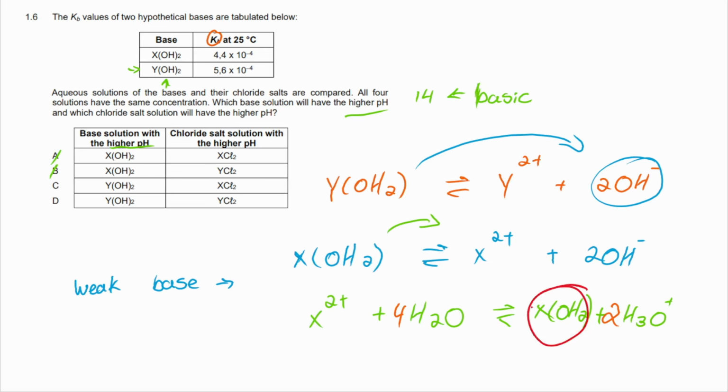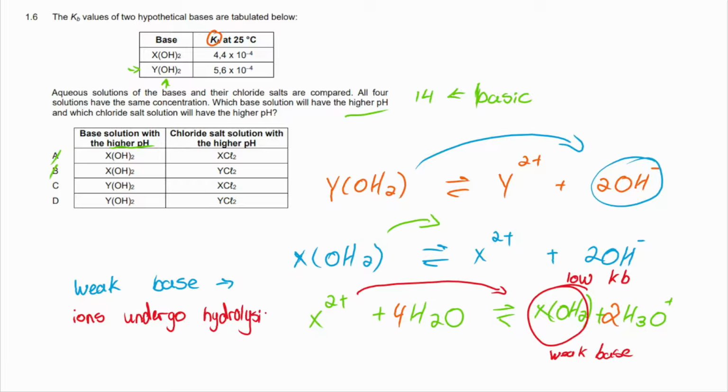The main point is this. We know that this has a low Kb. So what that means is it does not want to go this way, not very much. What's more likely is to go this way. And it comes from this theory: if we have a weak base, this is our weak base, we know it's a weak base because it has a low Kb. A weak base means that it's not going to dissociate well, but we also know that its ions undergo hydrolysis. So we know this is going to be happening this way, along this arrow.